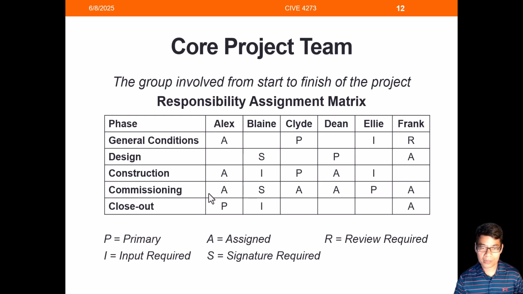Some person may be primarily responsible for a specific task, and sometimes you just need a person to review some work for you, or maybe you need to get some input from that specific person, or maybe a signature is needed from a person. So you can use this kind of matrix to help you identify the team members and also the responsibilities for each of those team members.